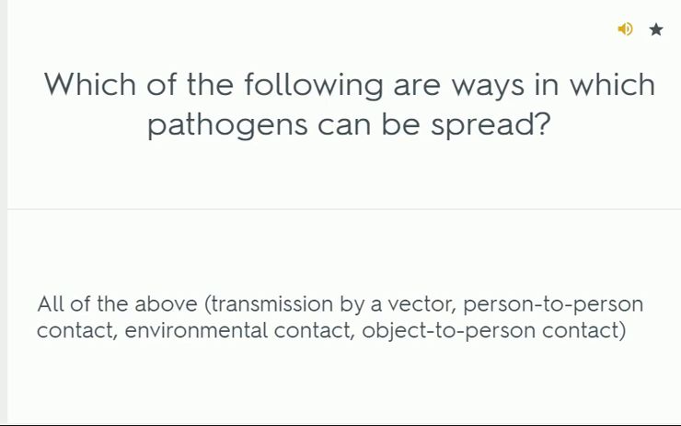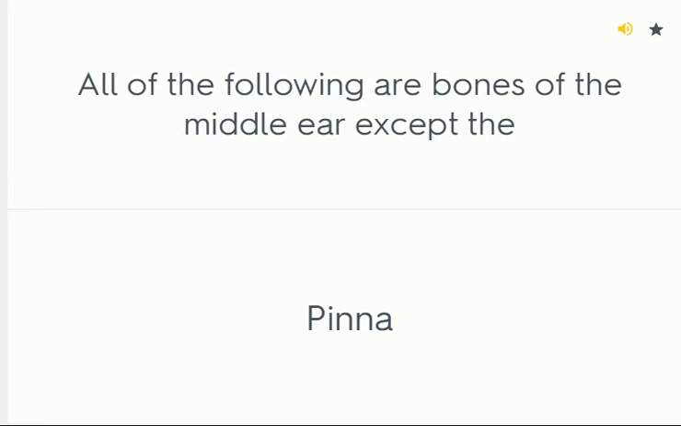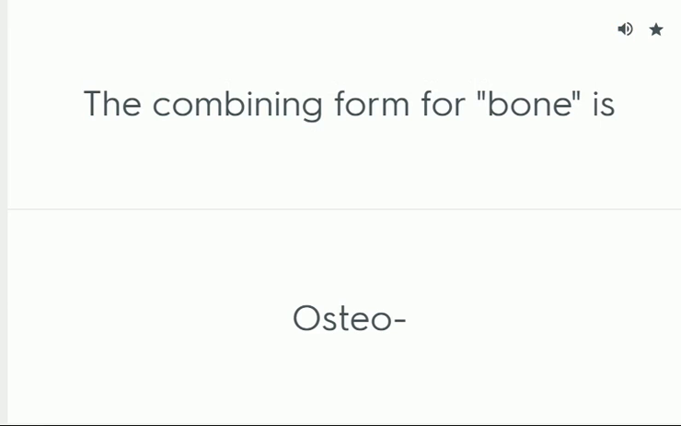Which of the following are ways in which pathogens can be spread? All of the above. The colored portion of the eye is known as the iris. All of the following are bones of the middle ear except the pinna. The combining form for bone is osteo.